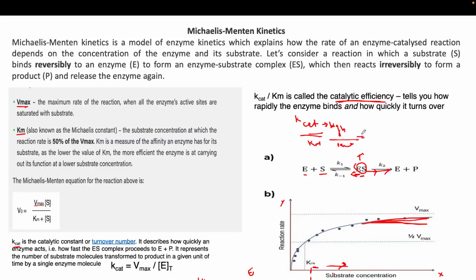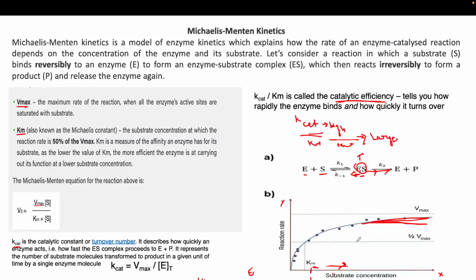Then overall this fraction will give you a larger value, which suggests the catalytic efficiency of this enzyme is high. So Km should be low, because as we know, low Km means higher binding affinity, and a higher catalytic constant means it is quickly converting the substrate to product. So this is the catalytic efficiency.